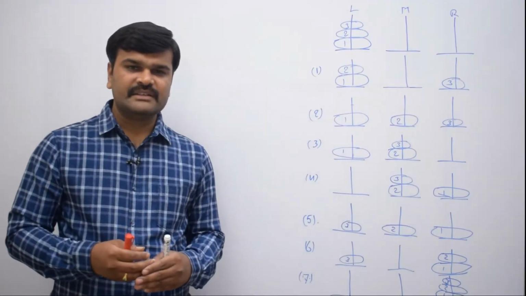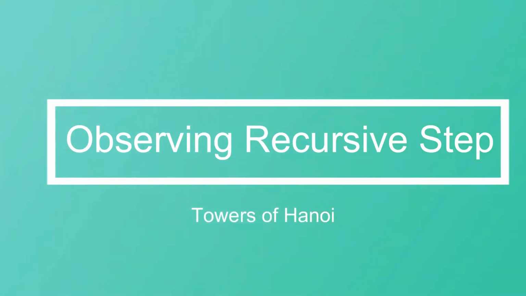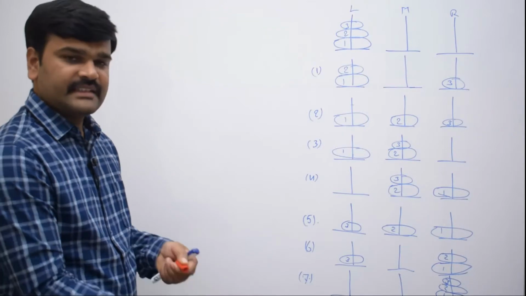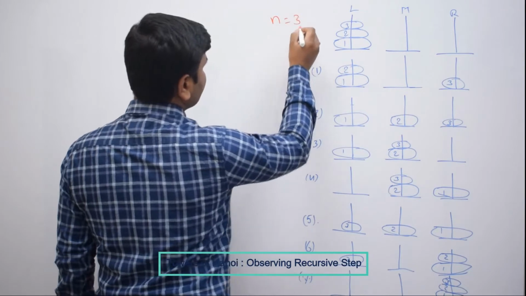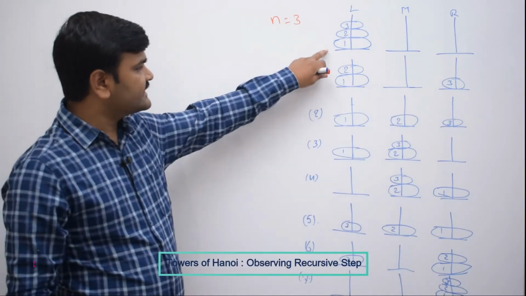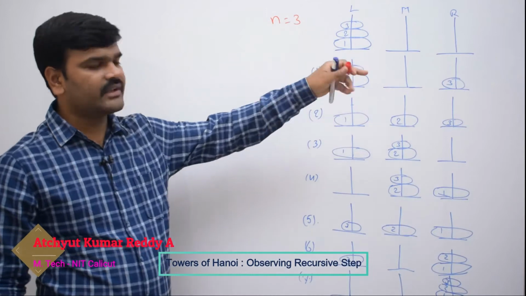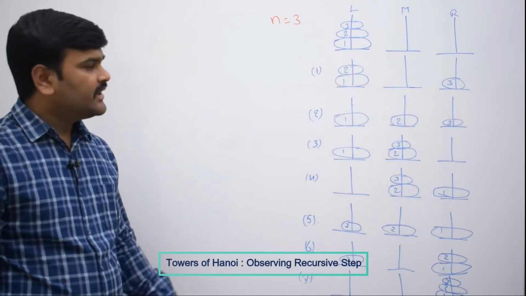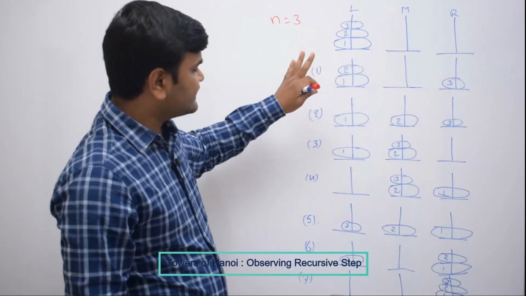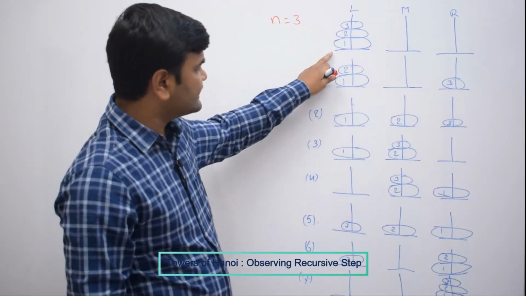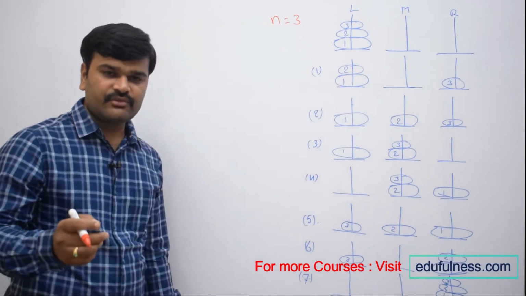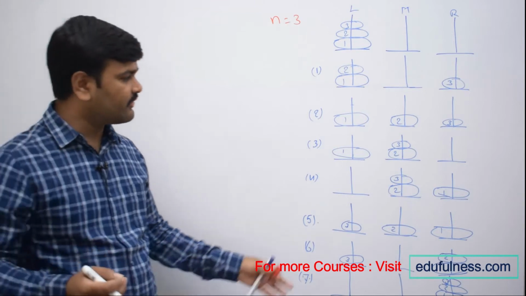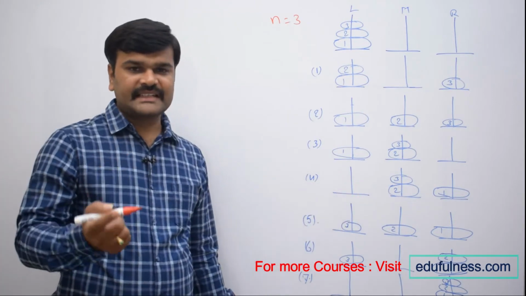Now where is the recursive step? Initially our goal is to shift n discs, that is n equal to 3, from the left tower to the right tower. Before shifting, to move all these discs from left to right, if you follow the rules and conditions, we have to shift only one disc at a time.